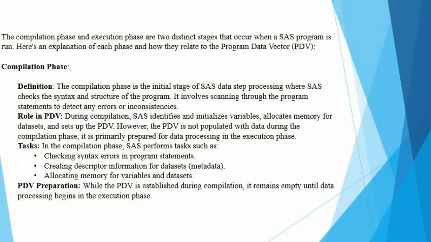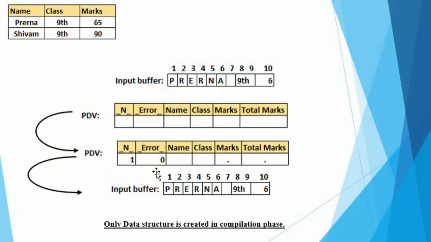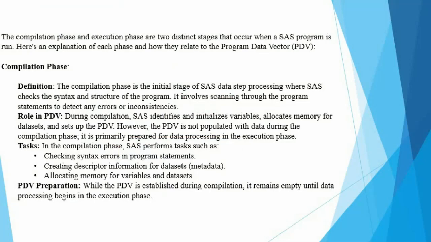As I already explained, the PDV creates only the structure in the compilation phase. If you notice, this is empty, no values are fed, because the values will be fed in the execution phase. So it just creates a structure in the compilation phase. The PDV is like an empty desk waiting for a task. It's ready to work but does not have any data yet. So in summary, the compilation phase is where SAS checks our code for errors, sets up the PDV workspace and gets everything ready for the real action in the execution phase.